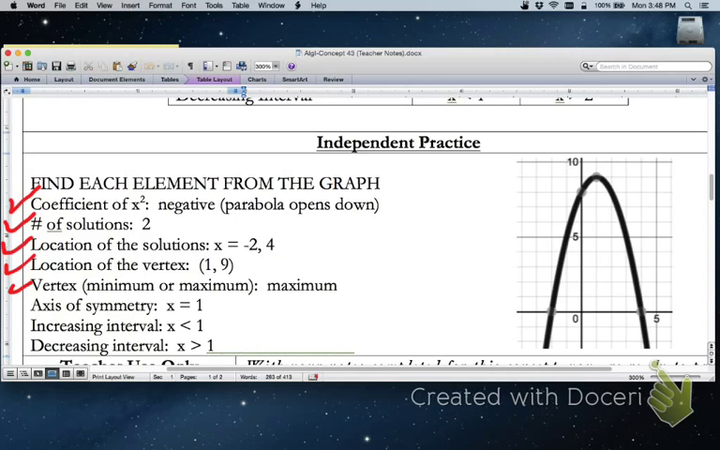The axis of symmetry is x is equal to 1. The parabola is increasing when x is less than 1 and decreasing when x is greater than 1. And those are all the parts of a parabola. And the parabola, again, is the name of the graph of a quadratic function, x squared.